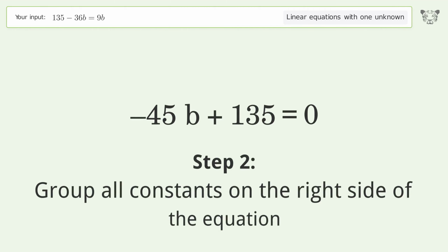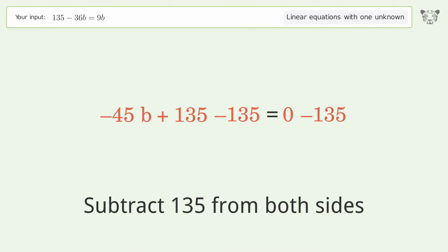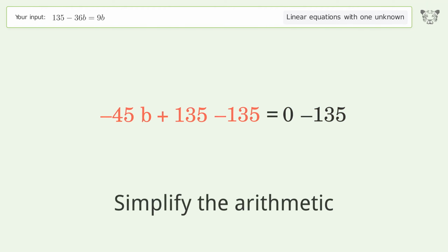Group all constants on the right side of the equation. Subtract 135 from both sides. Simplify the arithmetic.